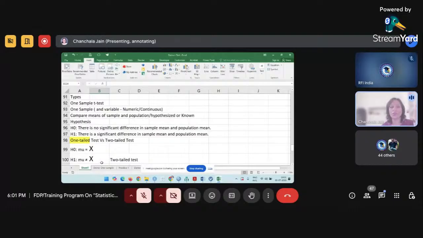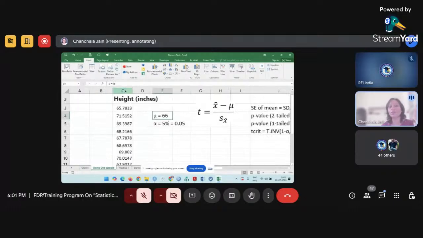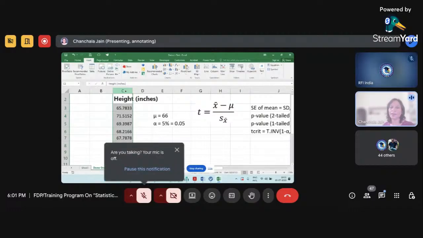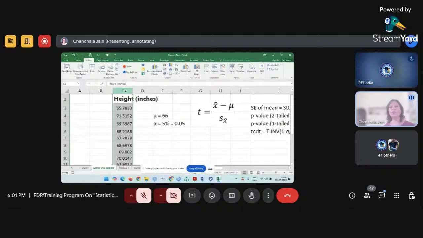So I have just given you the example. Suppose these are the heights of the students going to college, and this is the data of India. In the Indian context, what is the average height of students going to college? That assumption we can make, and that will be known as the population mean or the hypothesized mean. Is it clear? Yes, ma'am.